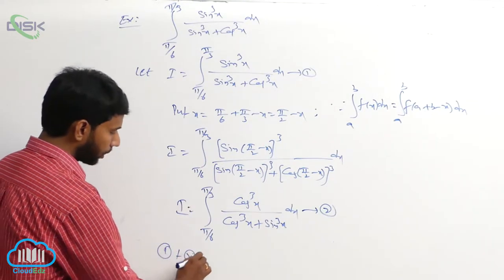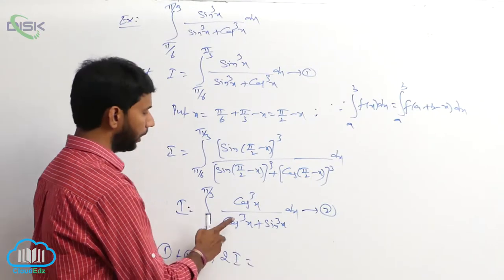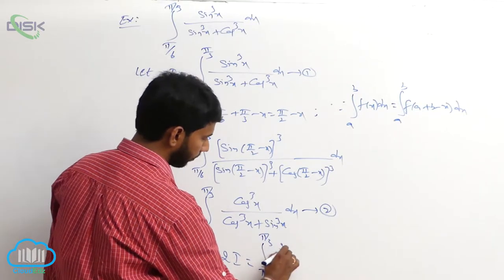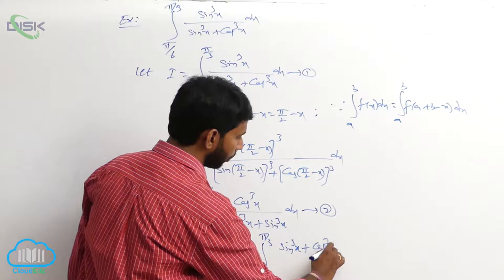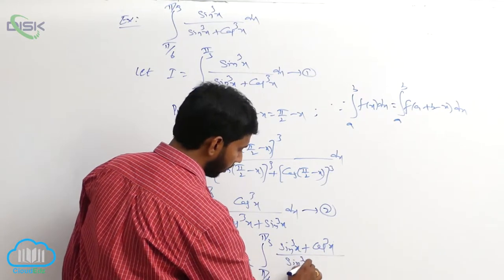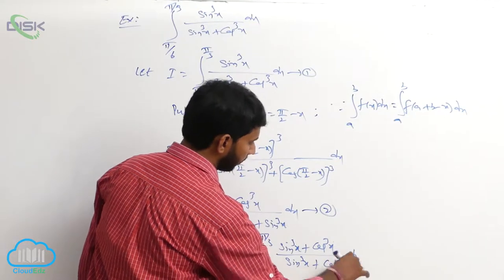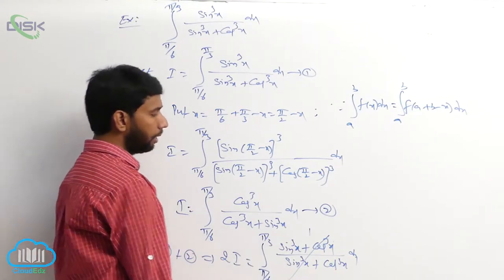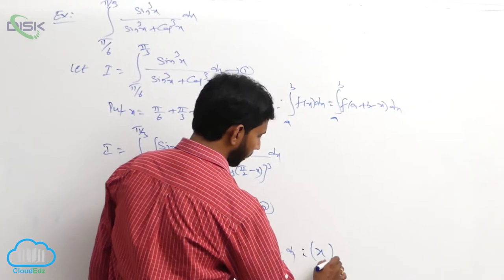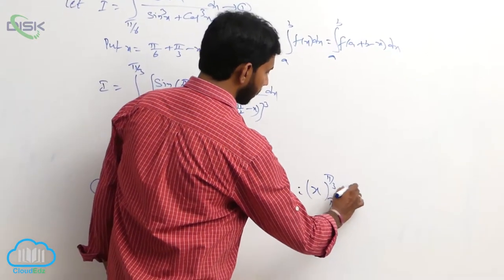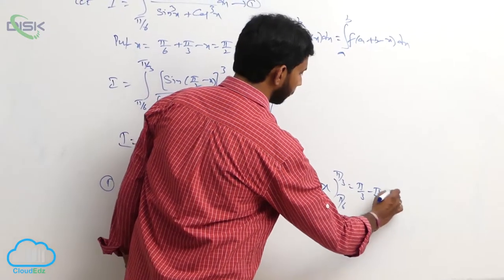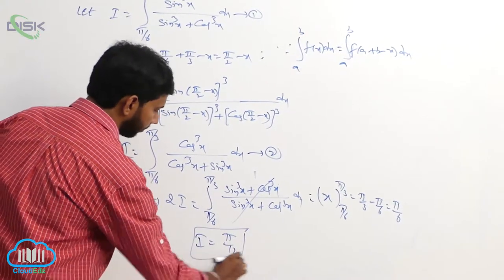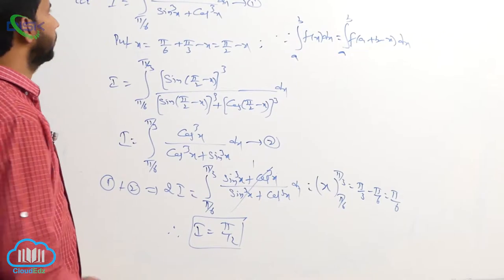Adding these two, 1 plus 2 implies 2I is equal to, in these two conditions the denominator is the same. Adding the numerators, the integral from pi by 6 to pi by 3 of sin cube x plus cos cube x by sin cube x plus cos cube x dx. Here the numerator and denominator cancel, that is the integral of 1 dx. The integral of 1 dx is x, with limits pi by 6 to pi by 3. Substitute upper limit minus lower limit, it is equal to pi by 6. Therefore 2I is equal to pi by 6, then I is equal to pi by 12.